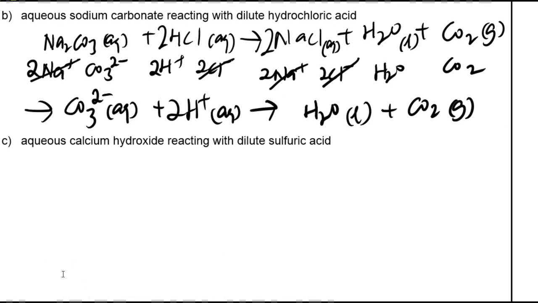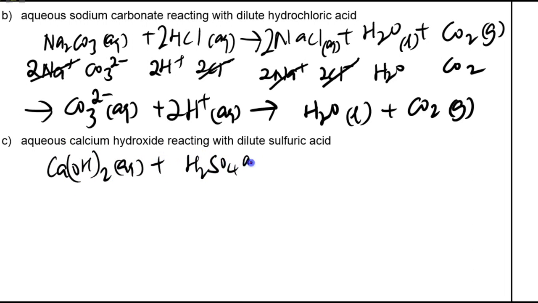Aqueous calcium hydroxide with dilute sulfuric acid. So we have with us here Ca(OH)2 aqueous with H2SO4 aqueous. So this is an acid hydroxide reaction, acid alkali reaction. This is a soluble hydroxide, soluble in water. So this is alkali. So acid alkali reaction gives us salt and water.